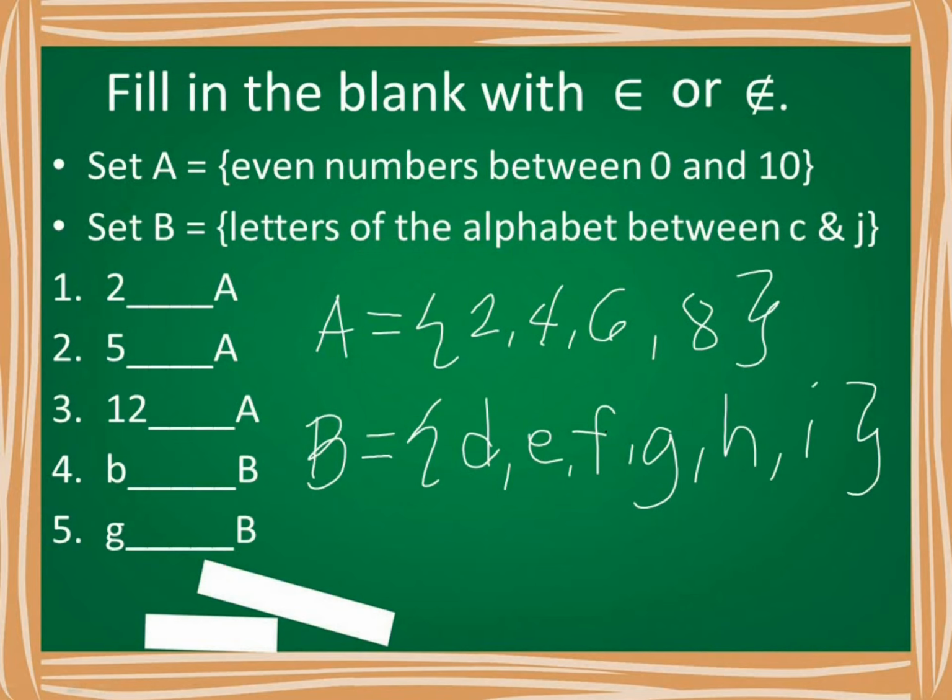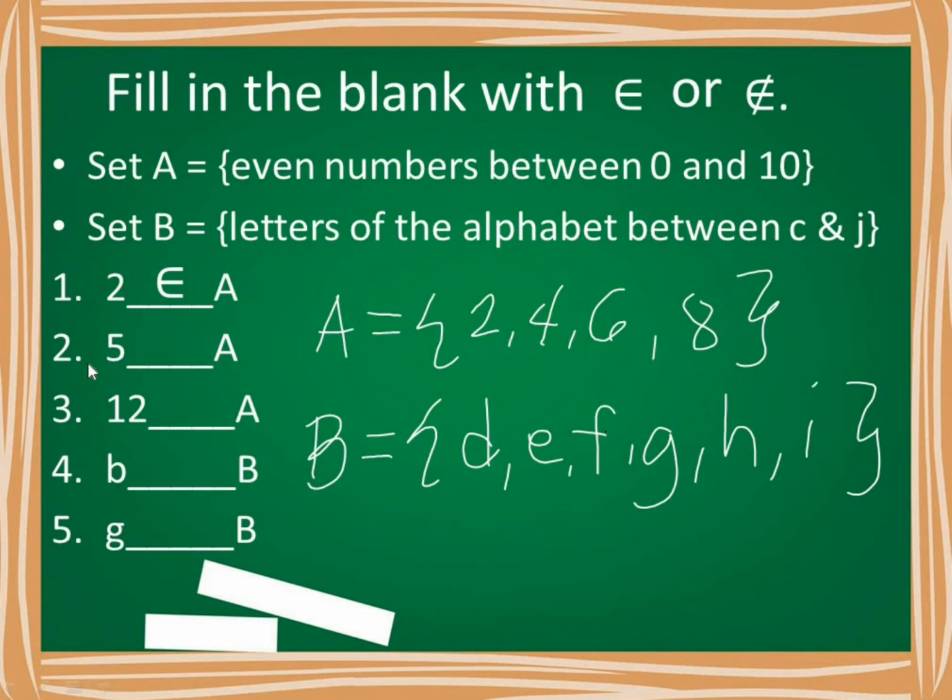Now, number 1. Is 2 an element or not an element of set A? As you can see, 2 is included in our set A, even numbers between 0 and 10. So it means it is an element of set A. Next, number 2. Is 5 an element or not an element of A? Obviously, 5 is not an even number.